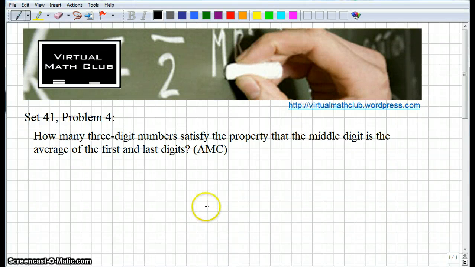Problem number 4. How many three-digit numbers satisfy the property that the middle digit is the average of the first and last digits? Alright, well, I'm just going to call this number, it's a three-digit number, and I'm going to call the digits A, B, and C. Okay? And so what this is saying is if we take A plus C and average them, then we're going to get the middle digit B.